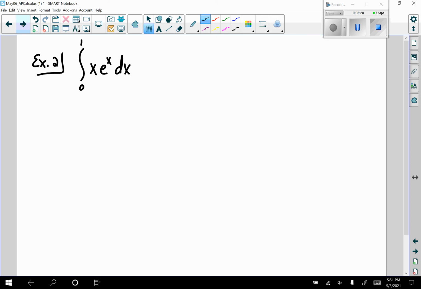All right, let's try this one. Here we don't have an indefinite integral, we have a definite integral, so we have to be careful. Now typically when one factor is just an x, that's what we're going to let u equal. But again, let's go ahead and just practice writing out the formula. The integral of u dv is going to equal uv minus the integral of v du. So we're going to again let u equal x, and then we'll let dv equal e to the x dx.